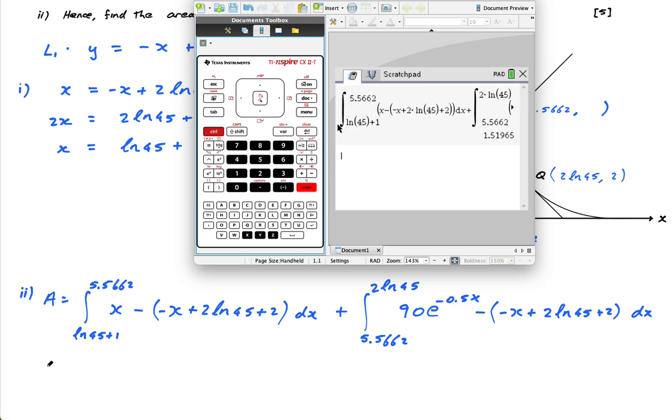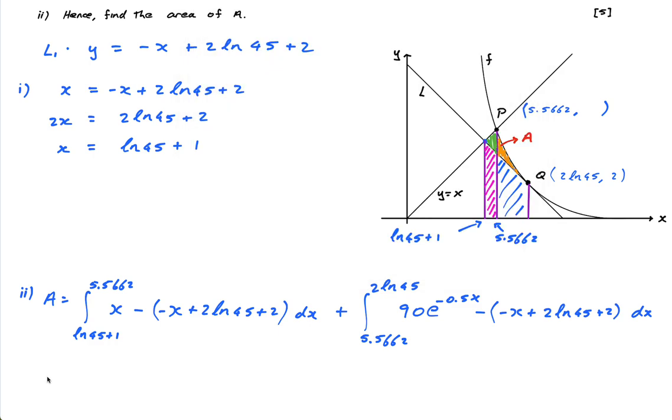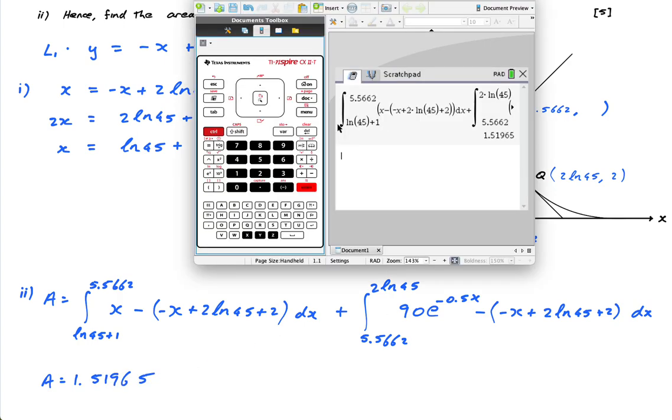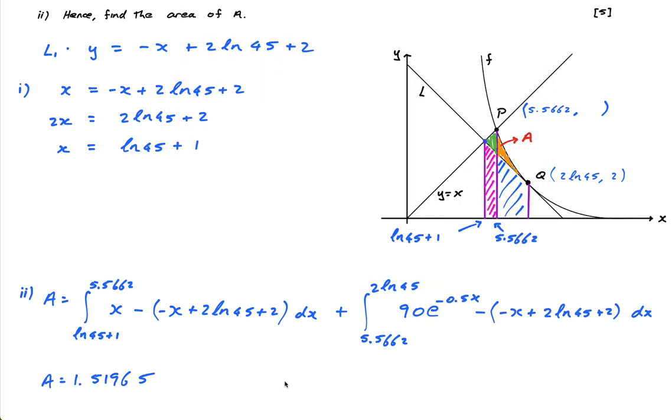1.51965. So area equals 1.51965, yes, which is approximately equal to 1.52 to 3 significant figures.